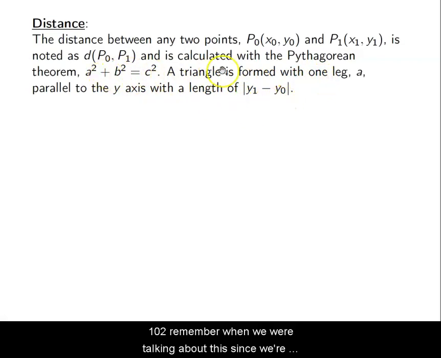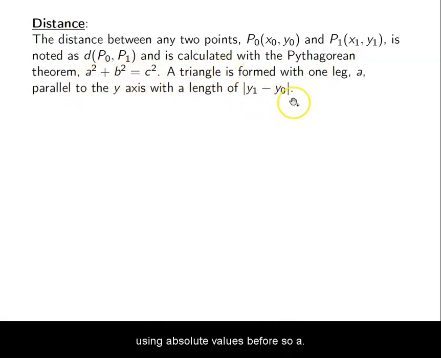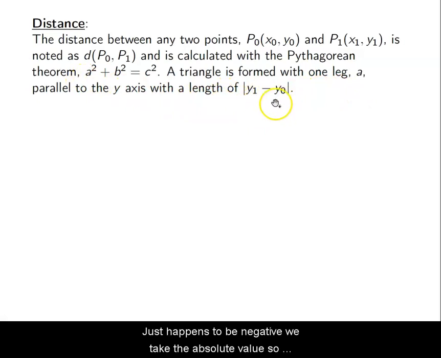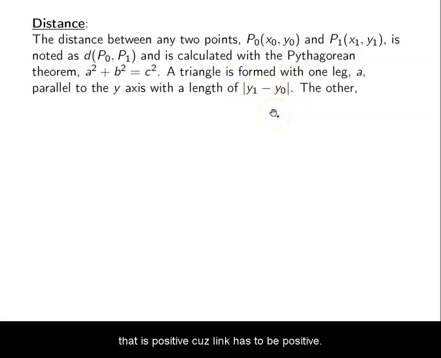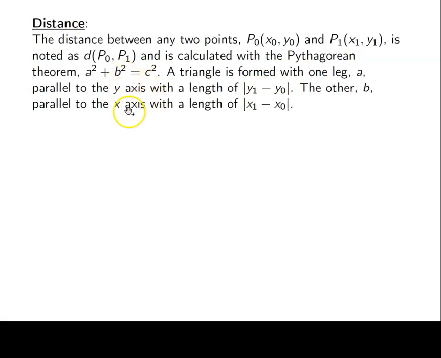So remember, when we're talking about distance, we're using absolute values. Okay? So a is a length. Its length is y1 minus y0 or y0 minus y1. If this happens to be negative, we take the absolute value so that it's positive, because length has to be positive. Okay? The other leg, which we call b, is parallel to the x-axis, right? So it runs left to right.